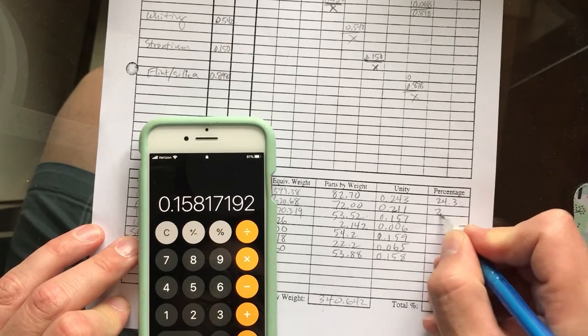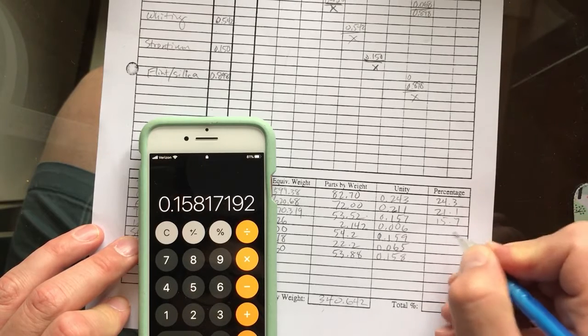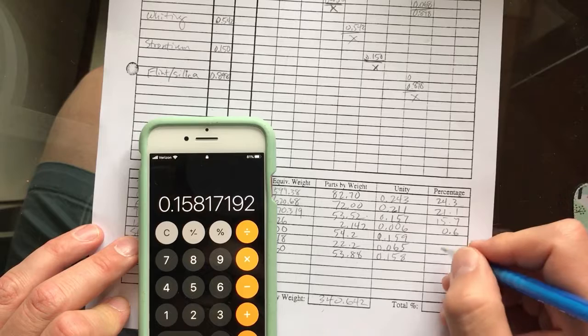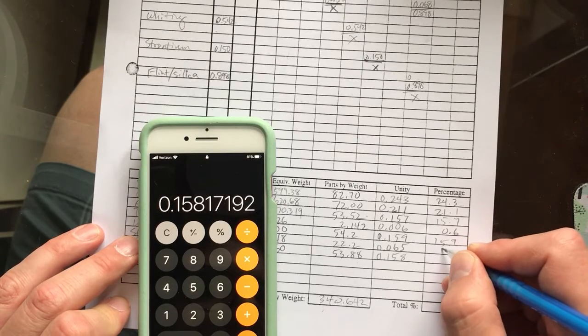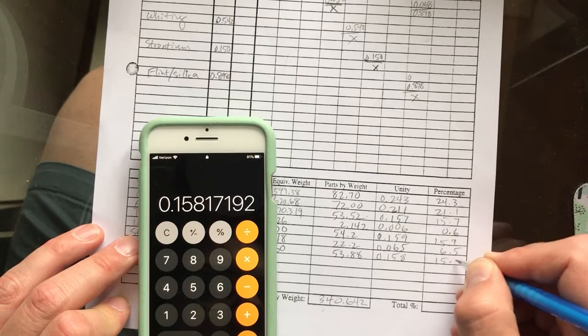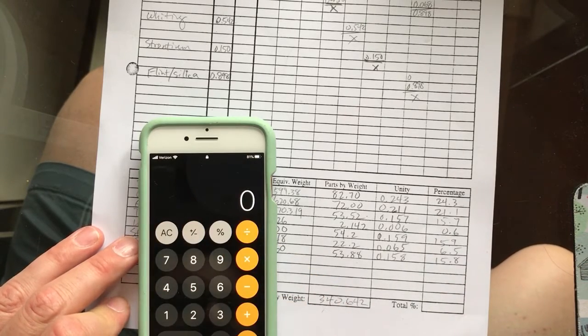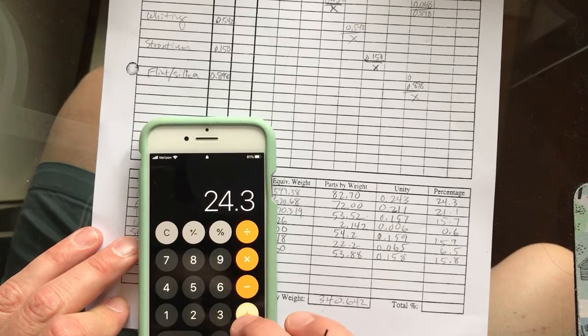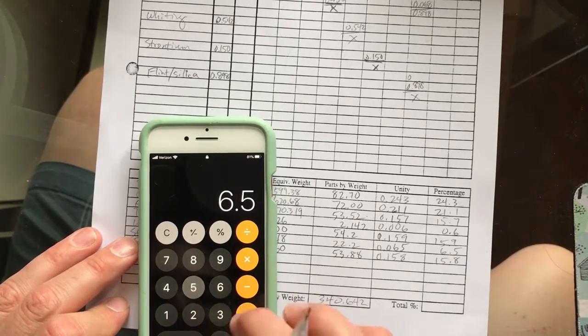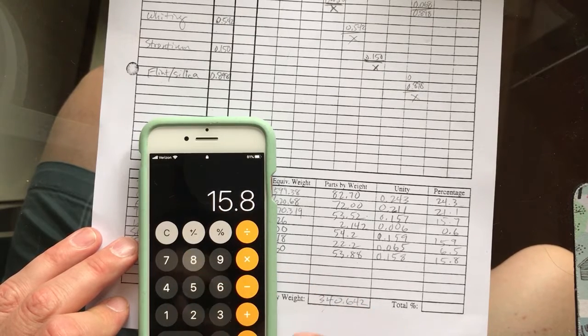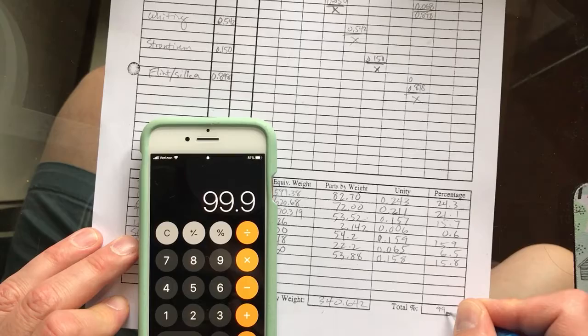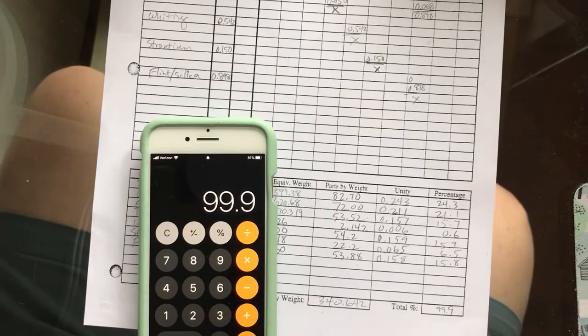24.3, 21.1, 15.7, 0.6, 15.9, 6.5, and 15.8. Let's add all those together and make sure we got 100. Yeah, close enough, 99.9. That'll do, I guess.